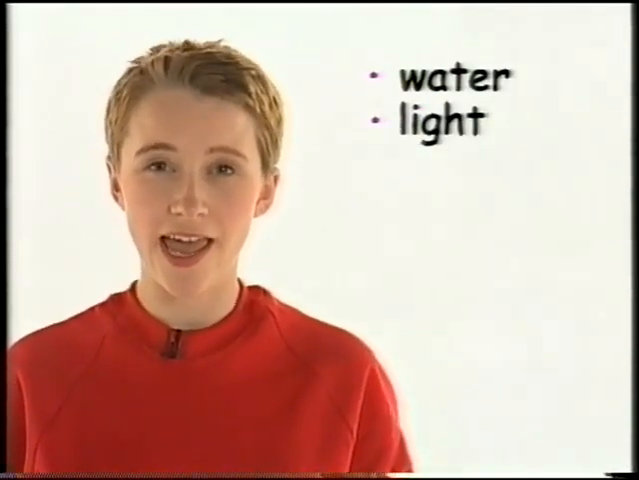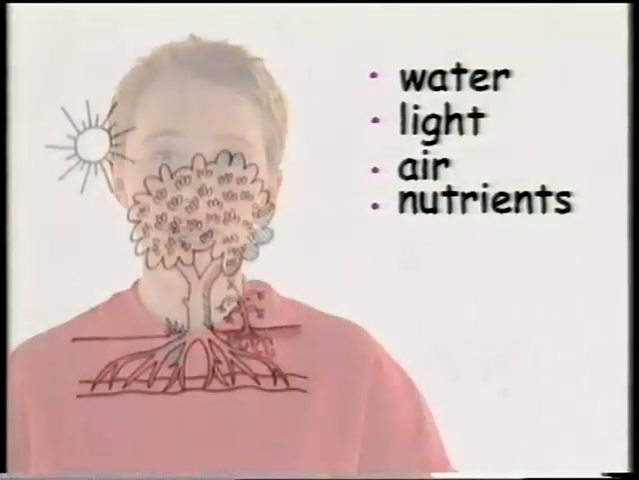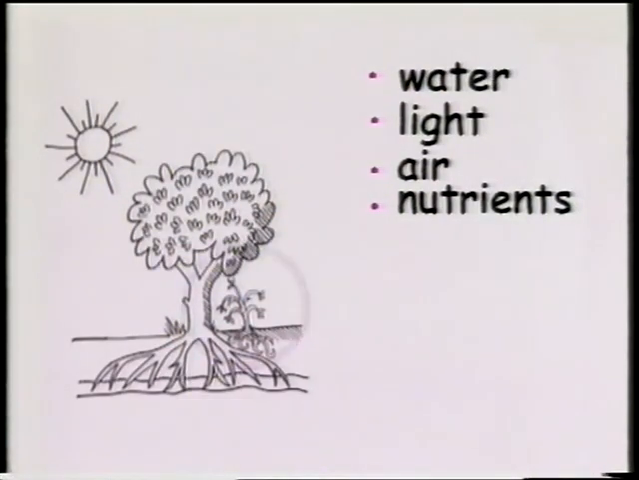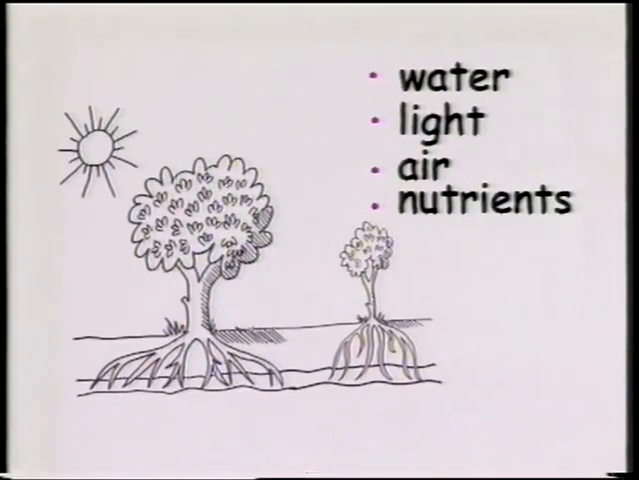The key scientific point here is that seeds grow into new plants and plants grow using water, light, air and nutrients from the soil. If the seeds start growing right under the parent plant, they risk never getting enough light or water. They will grow better if they don't have to compete with their parent plant for those things.